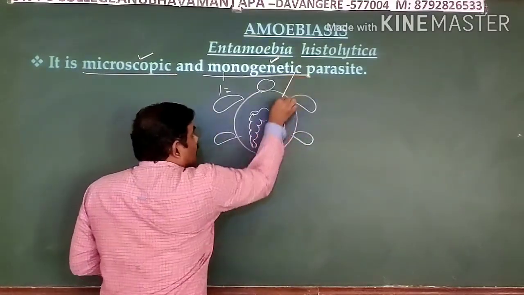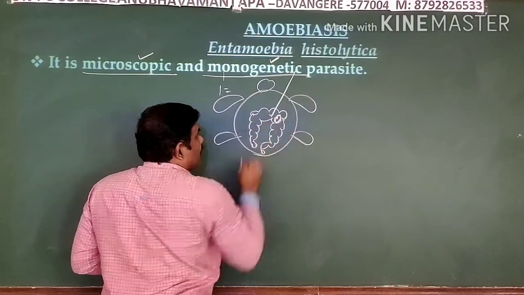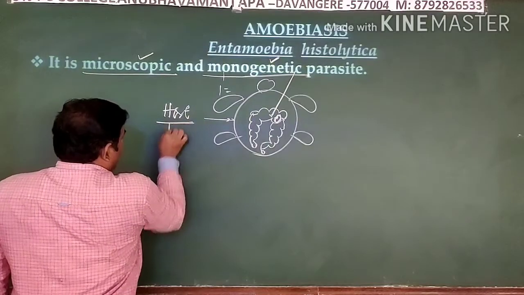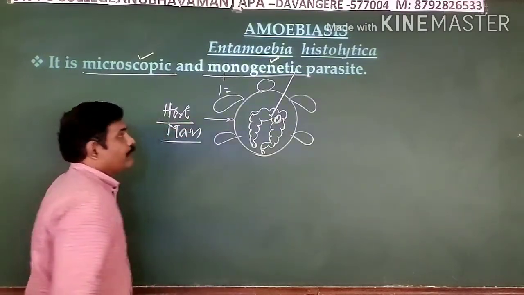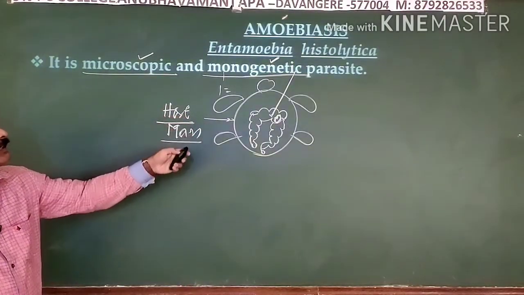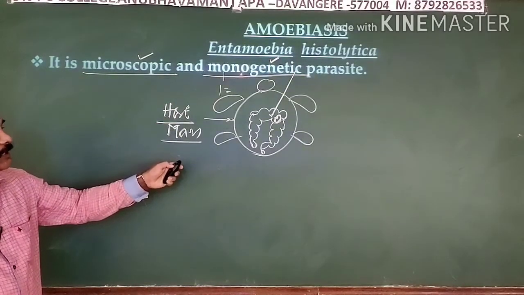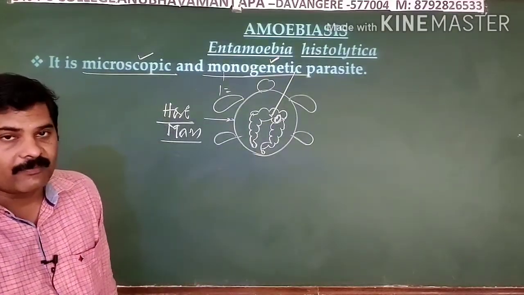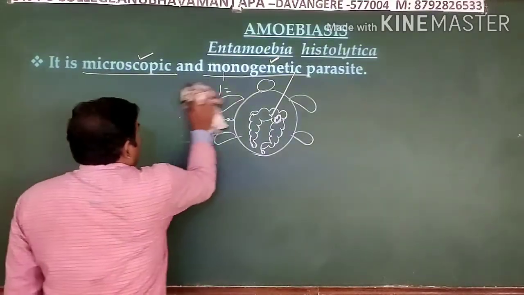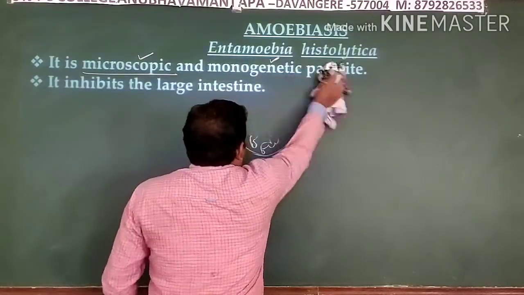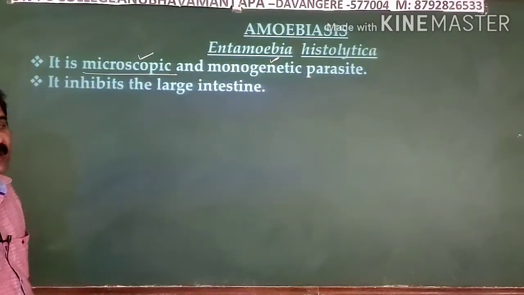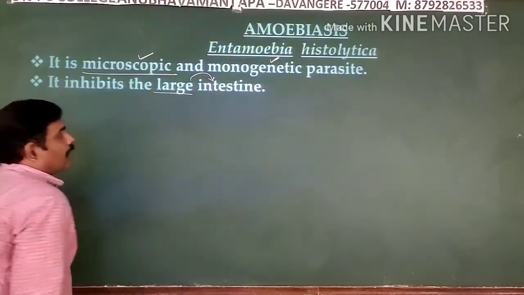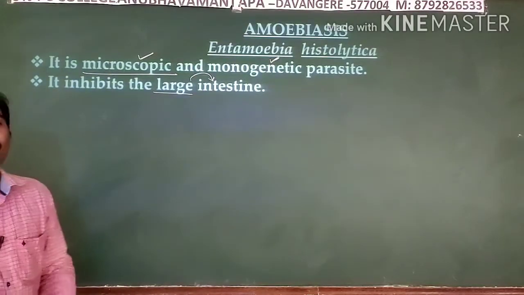This parasite lives in the large intestine. So the host of this parasite is man, meaning human beings. That is the reason why we call Entamoeba histolytica a monogenetic parasite, since it completes its life cycle only in the human being itself. Clear? Coming to the next point, it lives in the large intestine. Just now I said that it inhabits the large intestine. That is another important point.